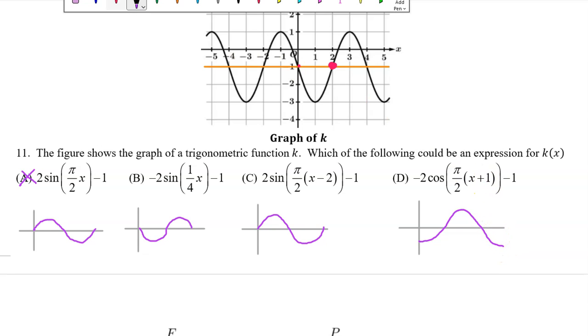The C value of option D is positive 1. So the phase shift is negative 1. That means one period of option D is going to begin right here at negative 1. If I trace out a period of the graph of K starting at negative 1, it's going to look like this. This is a right side up cosine function, and we were looking for an upside down cosine function. So D is not the answer.